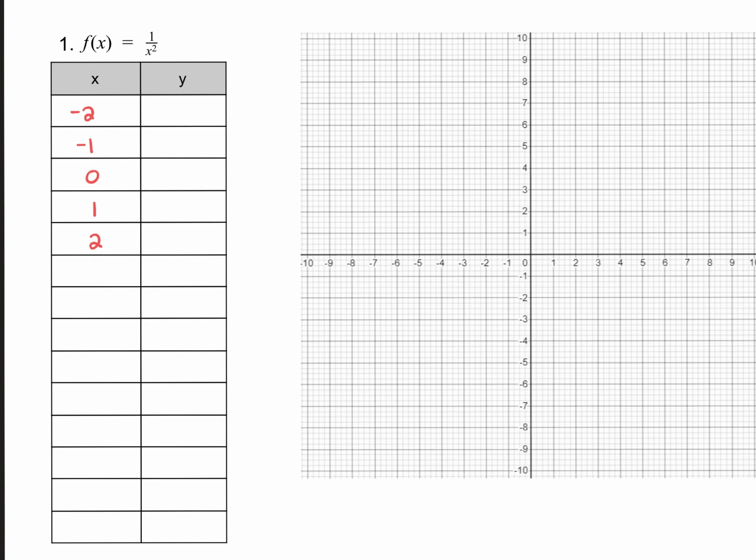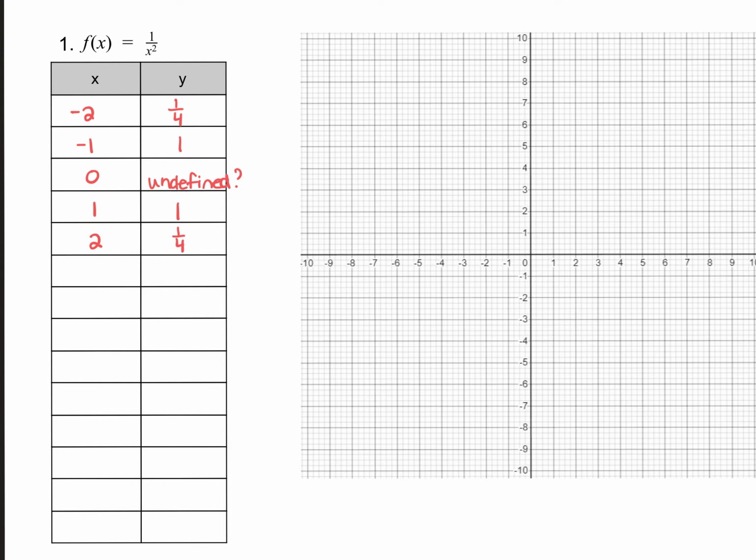So if I plug in -2 into the function I see up above, I'm going to get 1/4. If I plug in -1, I get 1. If I plug in 0, I get undefined. Now, we're not sure what that means right now. We just know that it means that there's no point there. And then if I plug in 1, I get 1. And if I plug in 2, I get 1/4. So maybe you're already starting to notice some symmetry just looking at the table.